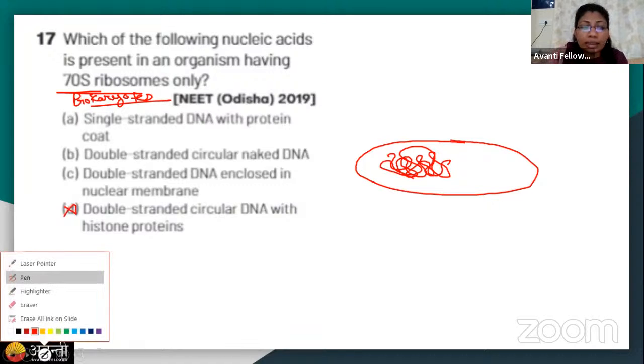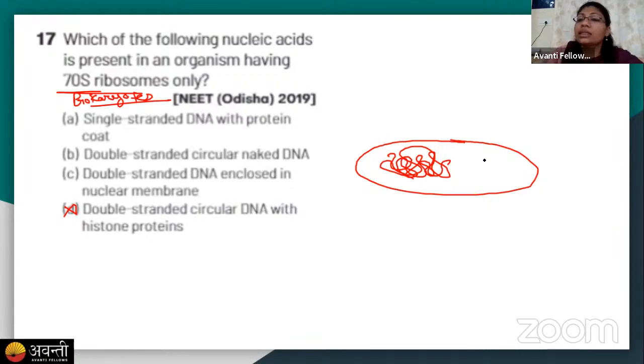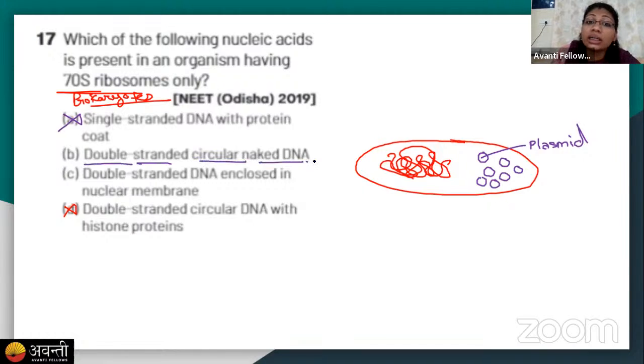Along with this double-stranded chromosomal DNA, we have some double-stranded circular naked DNA also present in the cytoplasm. And these circular double-stranded naked DNAs are usually known as plasmids in biotechnology, right? So your option A was single-stranded DNA with protein coat. No, there is no protein coat present. Option A is cancelled. Option D also gets cancelled. Option B says we have the double-stranded circular naked DNA.